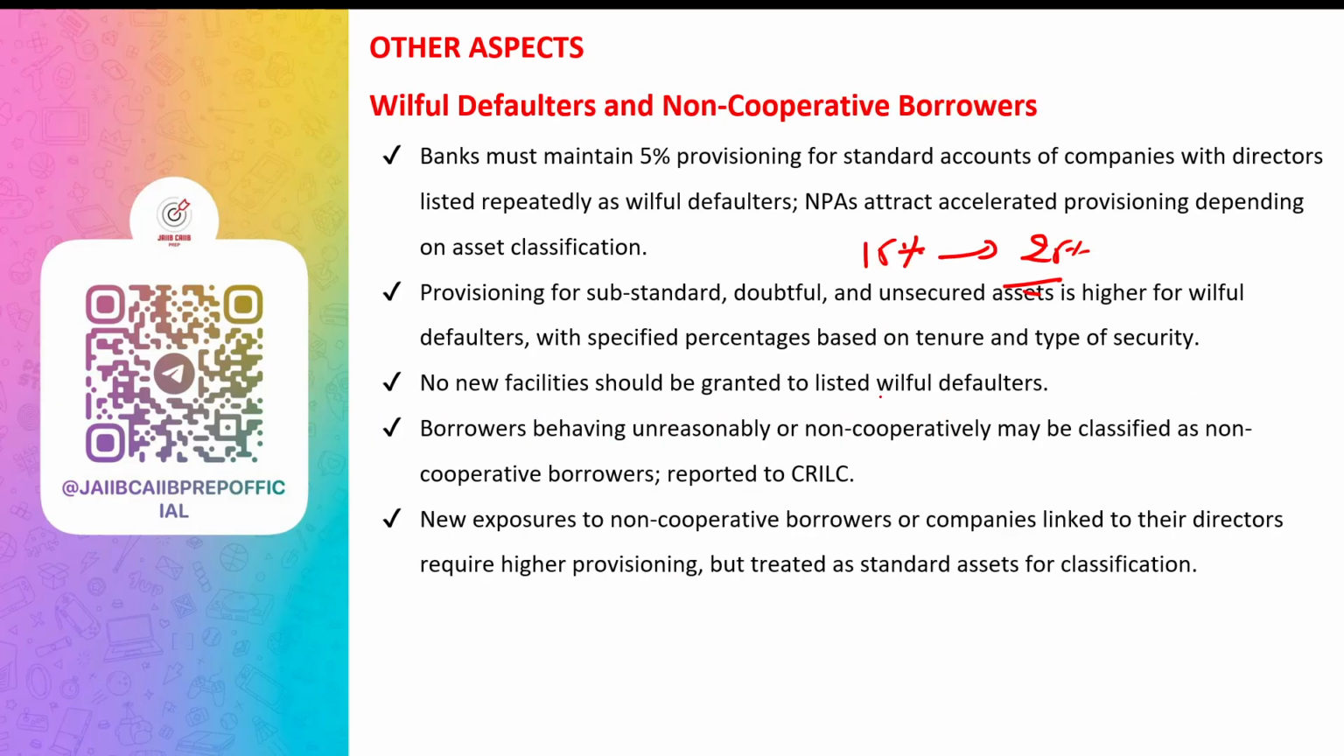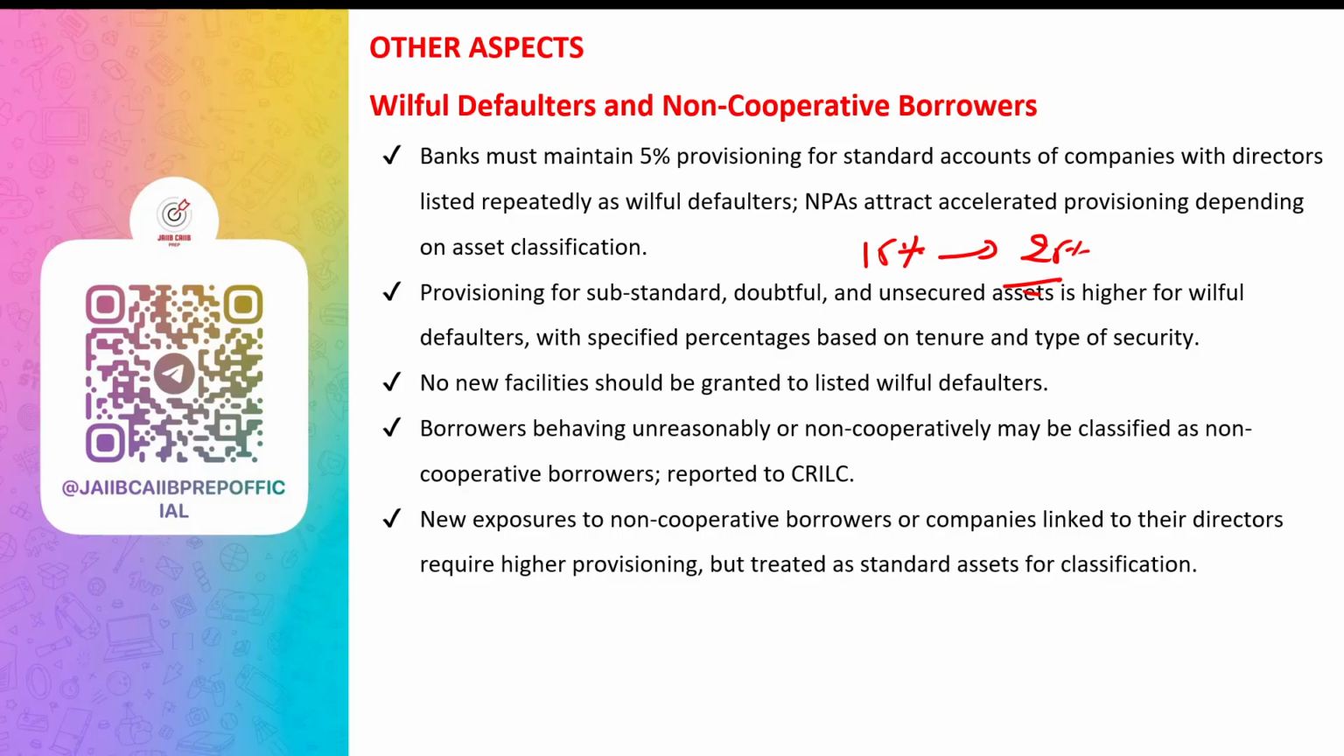For unsecured loans, if it is up to 6 months, 25%. If it is 6 to 12 months, then it goes on to 40%.